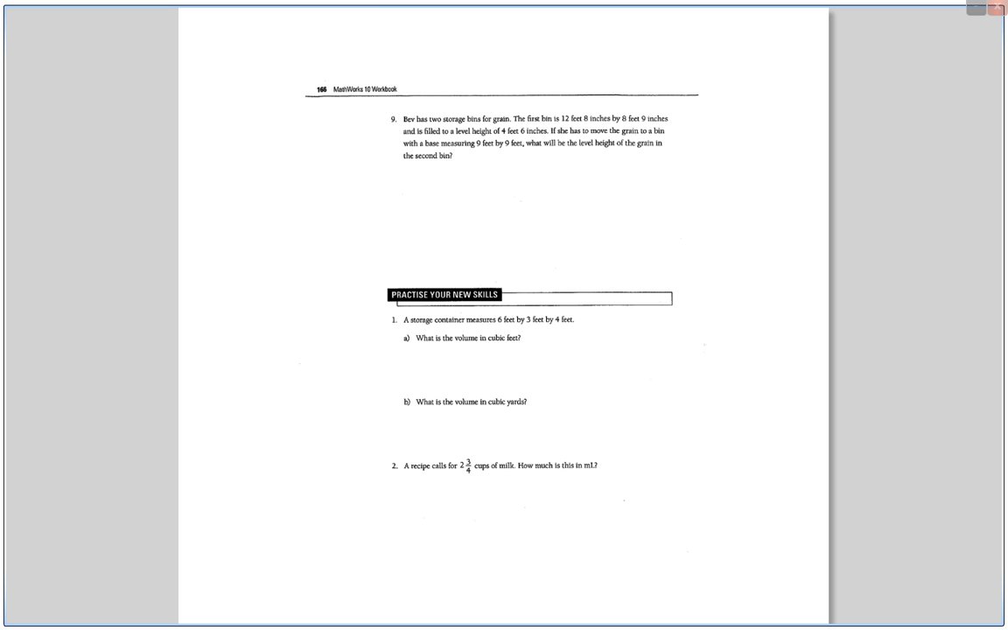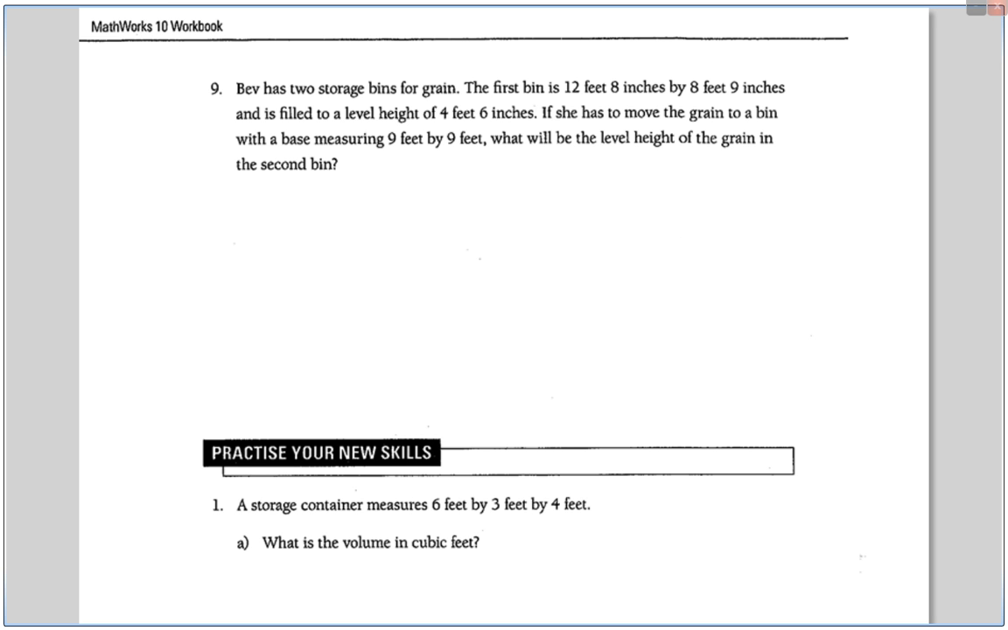Alright, last one. Two storage bins for grain. The first bin is 12 feet 8 inches by 8 feet 9 inches and is filled to a level height of 4 feet 6 inches. If she has to move the grain to a bin with a base measuring 9 feet by 9 feet, what will be the level height of the grain in the second bin?